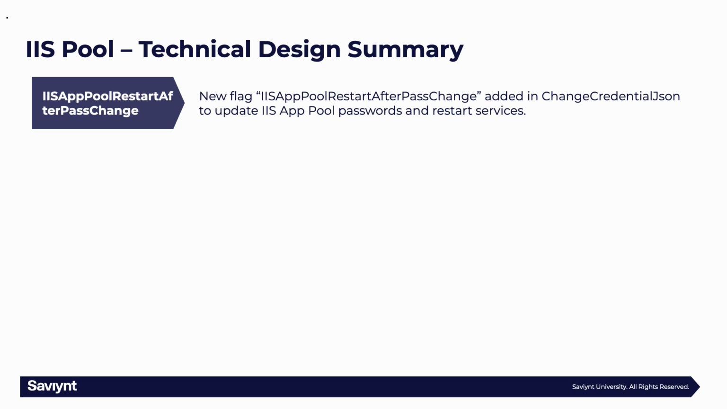A new flag named IIS App Pool Restart After Pass Change has been introduced in the Windows Connections Change Credential JSON configuration. This flag enables automated password management for IIS application pools and ensures that these services are automatically restarted after the password rotation. With this, Saviynt PAM can now handle end-to-end password updates for both Windows services and IIS app pools, ensuring seamless application availability.